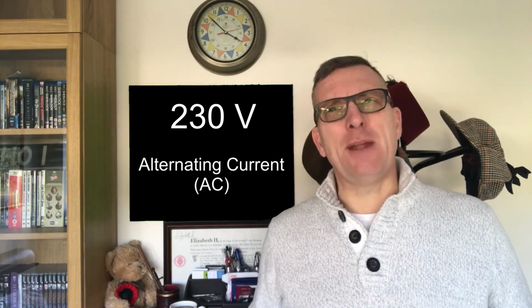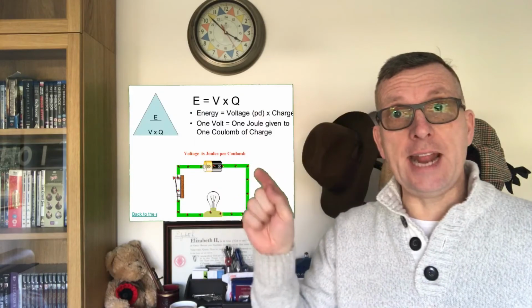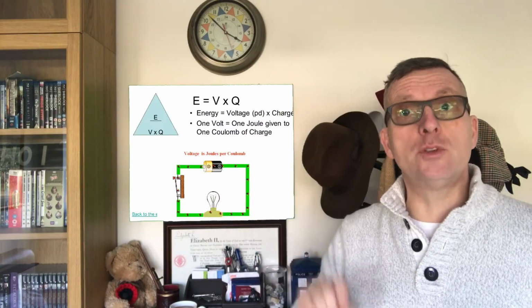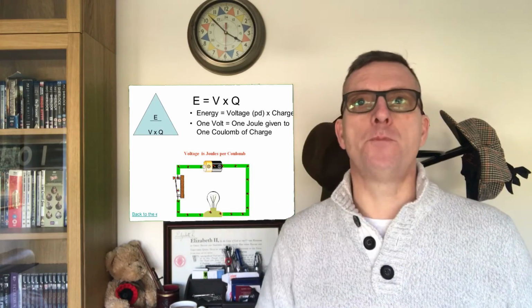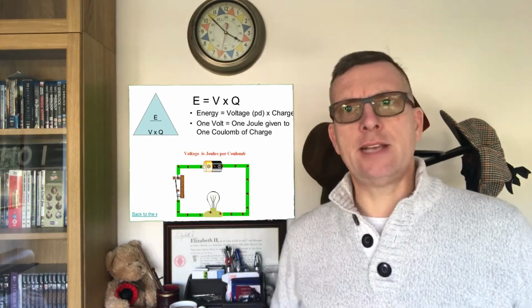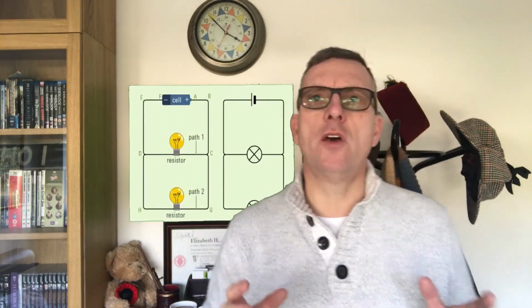What about energy then? Well, electrical charge flows through a resistor. Electrical energy is transformed into heat energy and the resistor heats up. So the energy transformed, potential difference and charge are all related by this equation. Energy transformed equals potential difference multiplied by charge. E equals VQ.